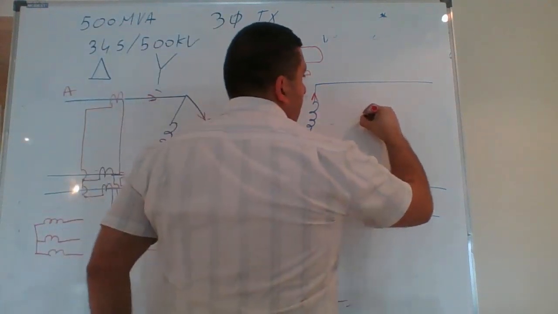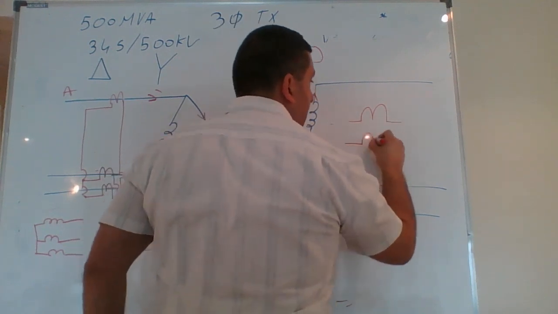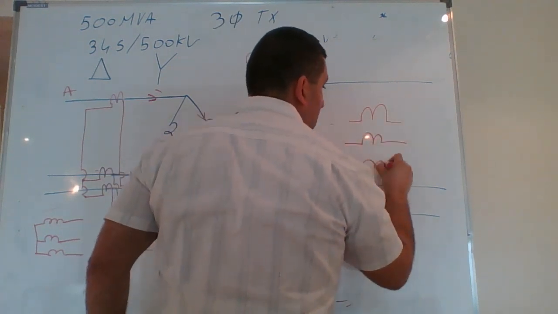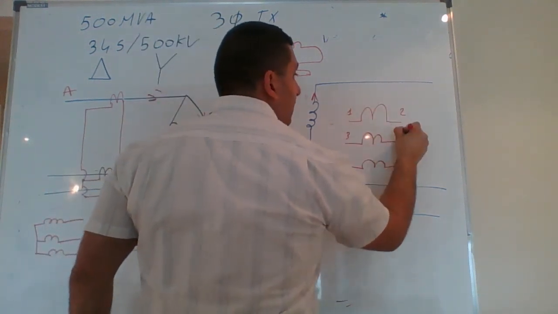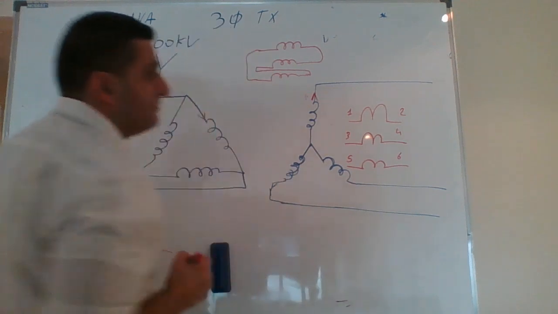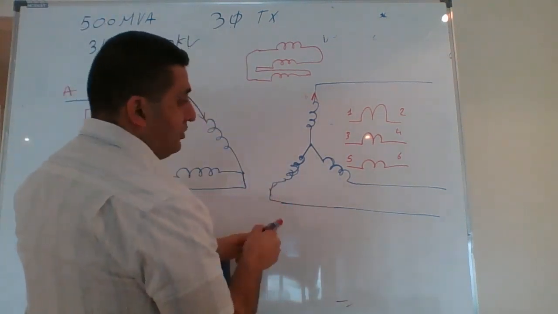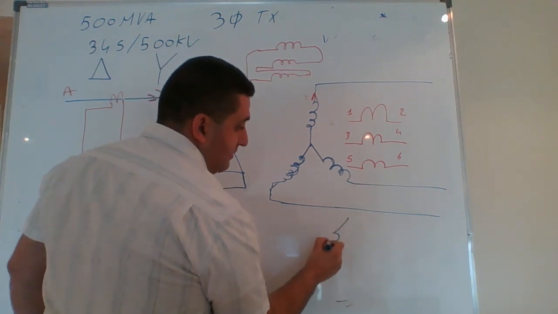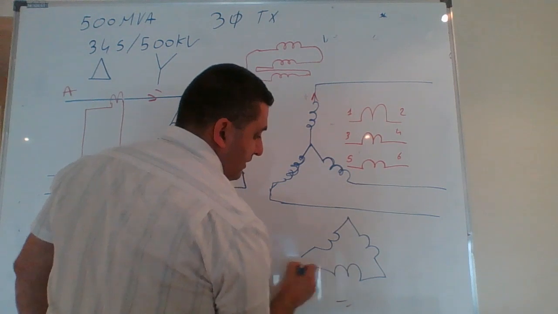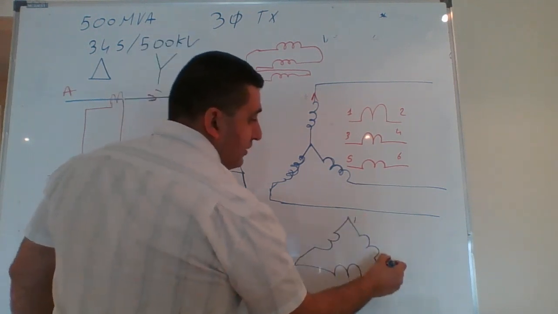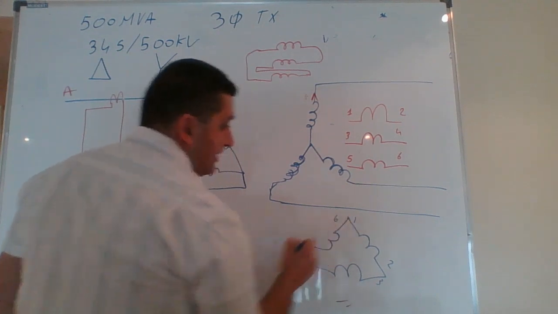I will have this CT1, this CT2, this CT3. I have 1, 2, 3, 4, 5, 6. How do I connect this into series? So what I do is, it's easier for me, I sketch it like this. This is my first one, this is my second one, this is my third one. I put 1, 2, 3, 4, 5, 6.